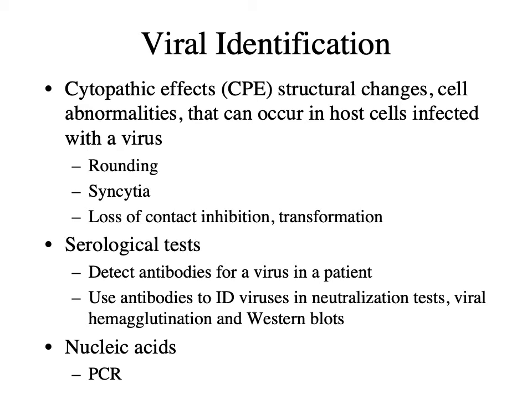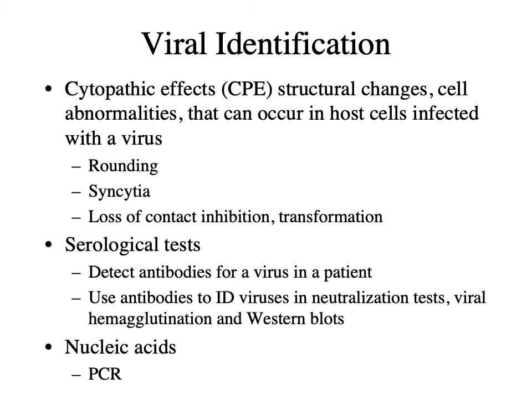Viruses can cause the loss of contact inhibition. What that means is that usually a cell will stop growing when it bumps into another cell. It helps to control the growth of these cells. But when it loses contact inhibition, the cells will continue to divide. They don't care if they bump into another cell. They will just continue to uncontrollably divide, like a cancer cell. They will be transformed into an immortal cell.